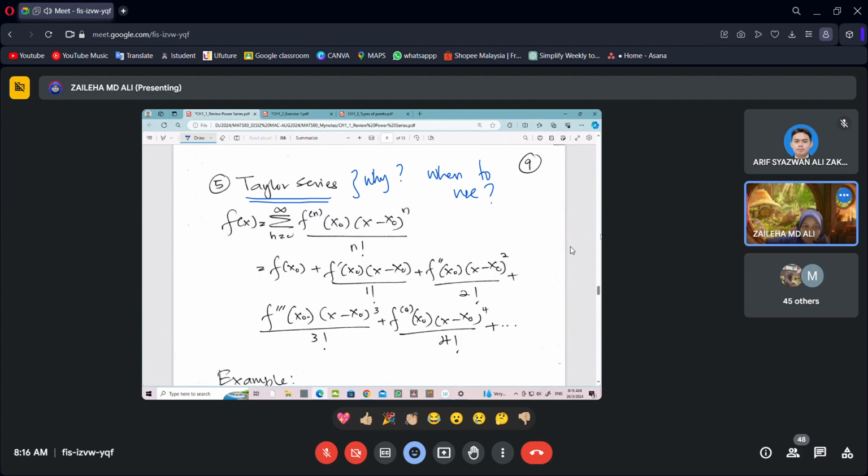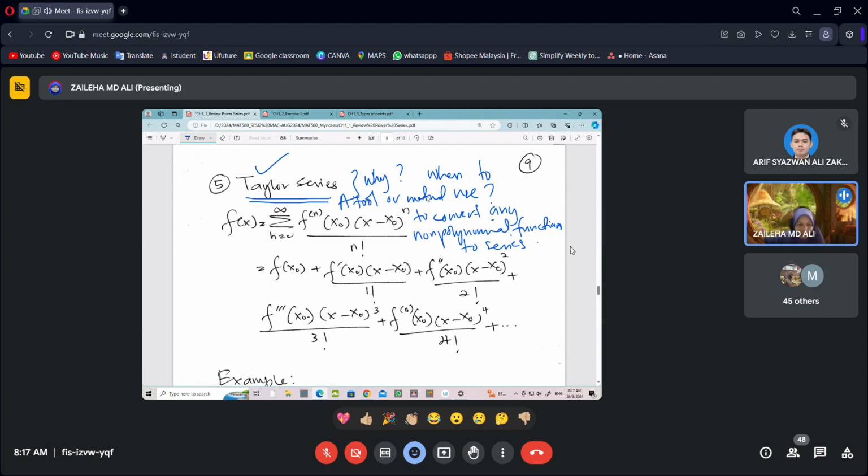The Taylor series is just a tool or method to convert any non-polynomial function to a series. Are you okay? It means any non-polynomial function that we want to convert to a series, this is the method to use. This is the tool to use.